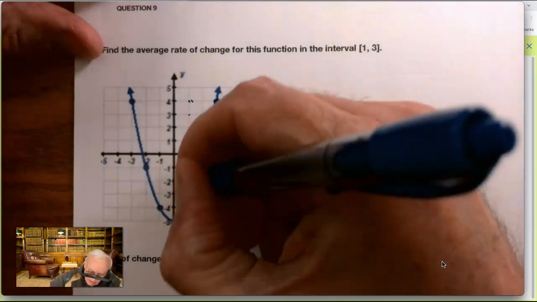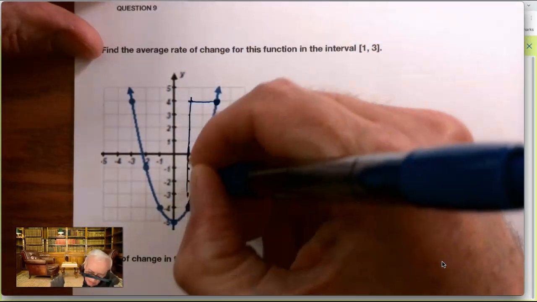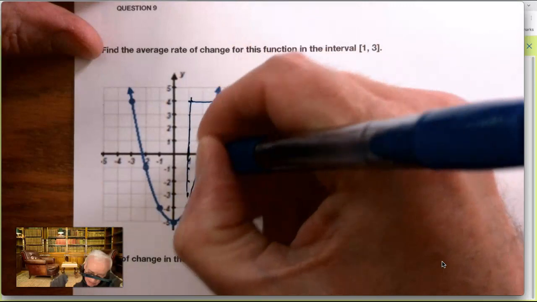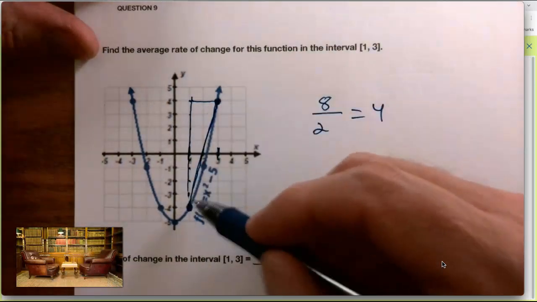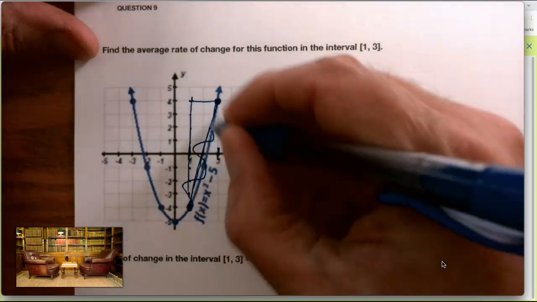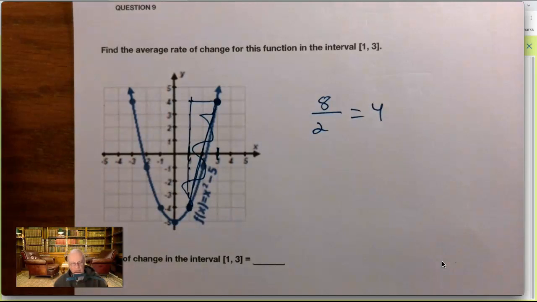Again, I made a triangle. You guys remember how we did this? That's the slope of this line right here between those 2 points. That's the average rate of change in this interval. It doesn't matter what happens, but this could have gone like this. As long as it ends up right here, the average rate of change would be the same.